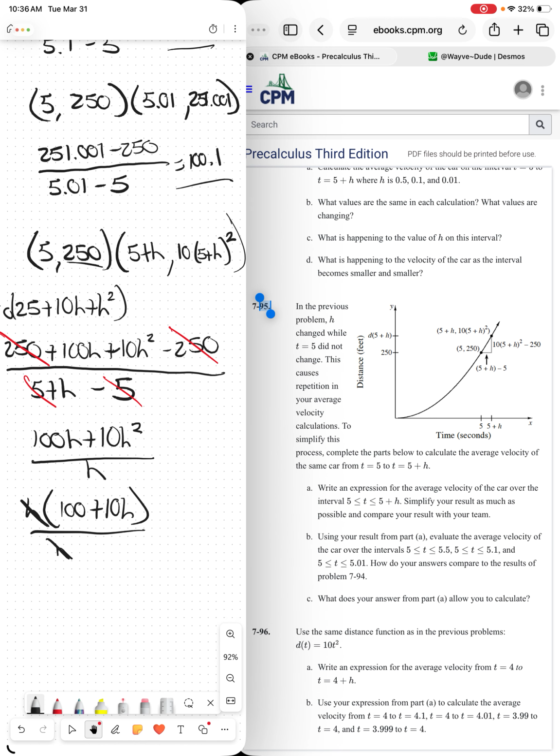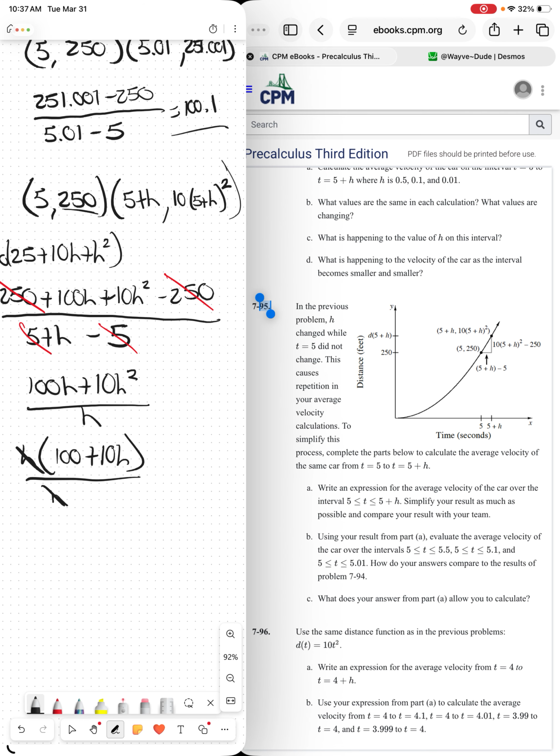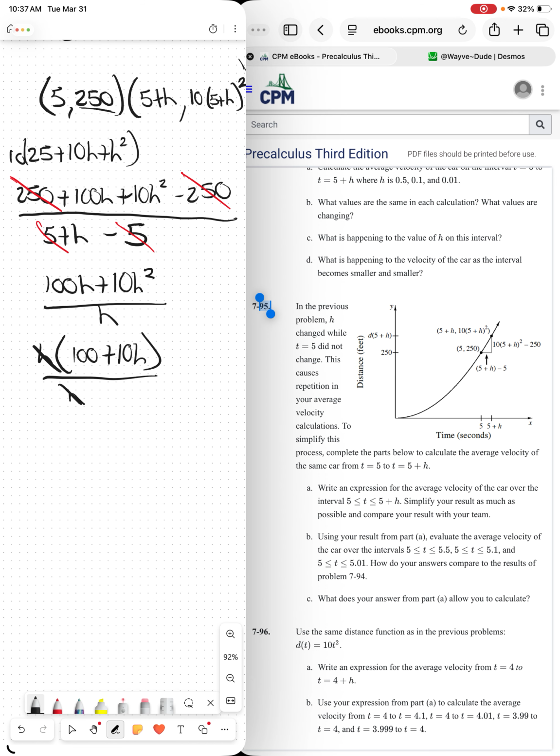Okay, what about 4 and 4 plus h? So this is just going to change this part. And then we would do the same thing. So we're going to do 4. 4 squared is 16 times 10 is 160. And then we'll do 4 plus h.